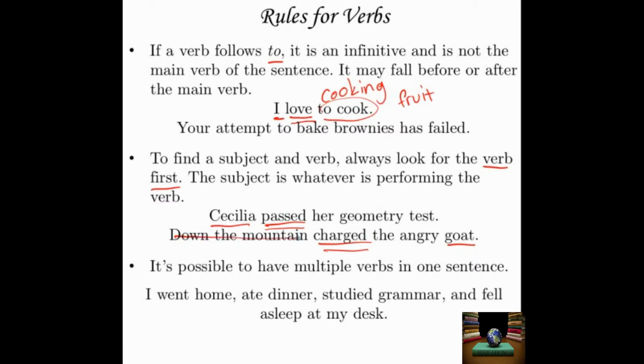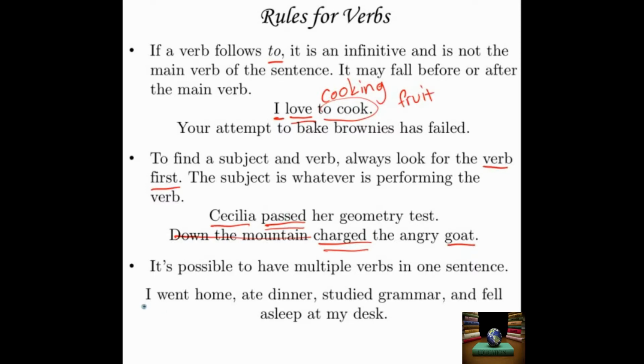Down the mountain is actually a prepositional phrase, so it's never going to have the subject in it. All right, next. It is possible to have multiple verbs in one sentence, just as it's possible to have multiple subjects. In fact, you can have multiple subjects and multiple verbs and multiple subject-verb pairs in a sentence. It's a crazy language. So, let's look at an example.